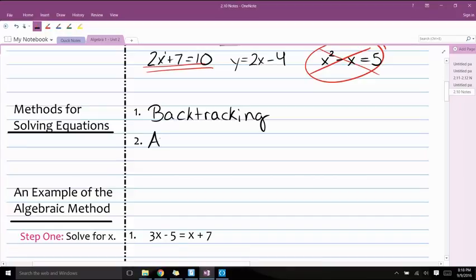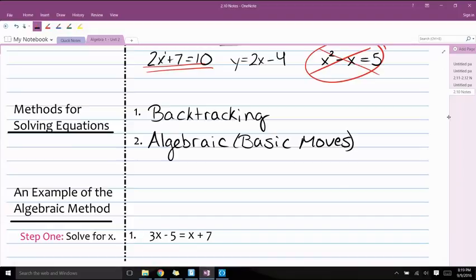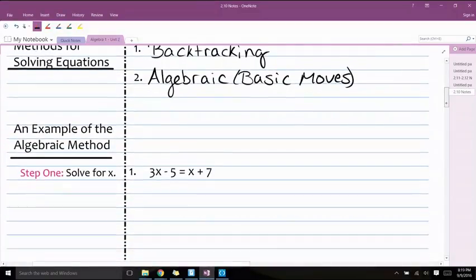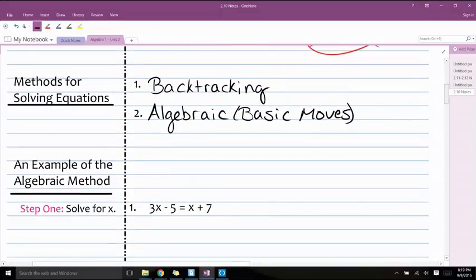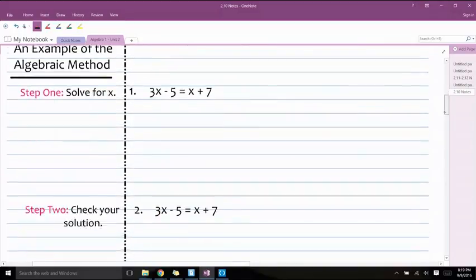The method we're going to use starting today is called the algebraic method. The algebraic method, also known as the basic moves method, involves solving equations by focusing on keeping the equation balanced. You're going to do the same basic moves to each side of the equation. And since you're doing it to each side of the equation, you'll stay balanced, it'll be legal, and we'll get the answer that we need. So let's go ahead and jump right on in.